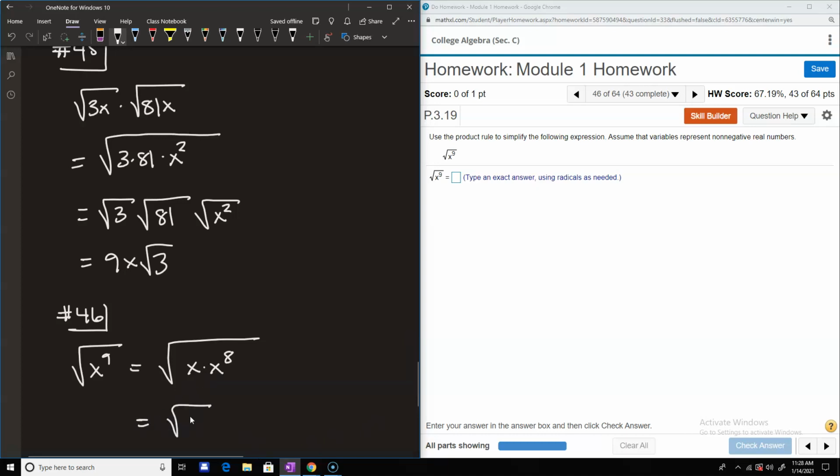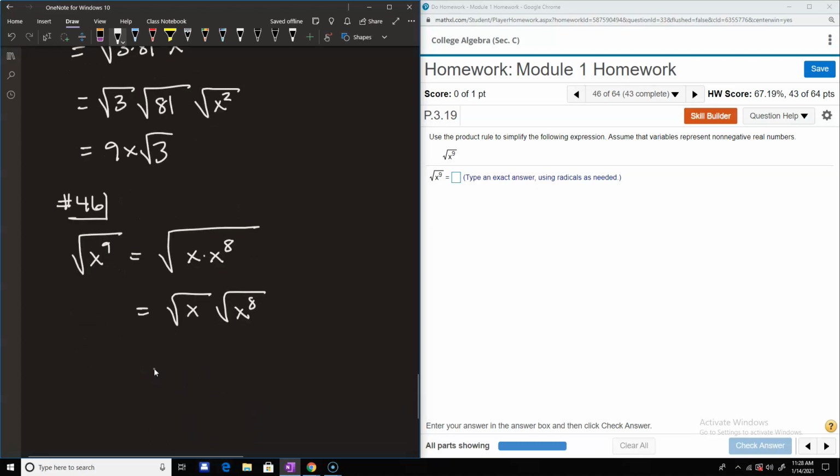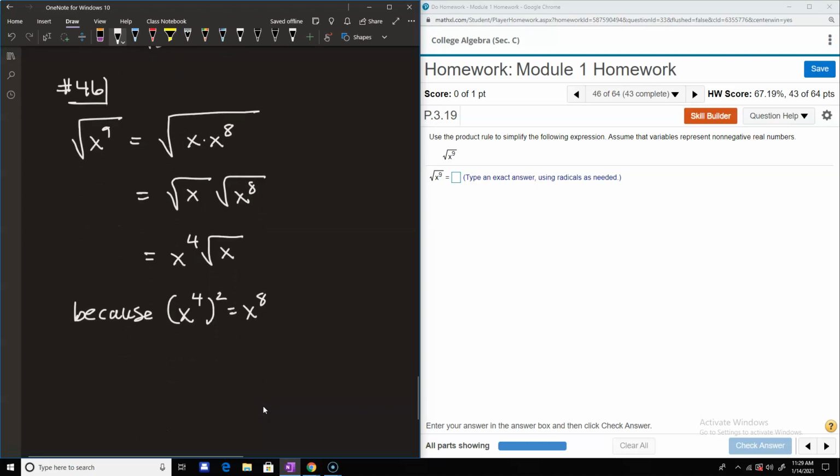And then I can split it up as the square root of x times the square root of x to the 8th. And I know the square root of x to the 8th is actually just going to be x to the 4th. So I'm going to end up with x to the 4th times the square root of x. And that's because, remember, x to the 4th, if you squared it, you would get x to the 8th. Right? You would multiply the exponents in that instance, and that's essentially what's doing. So if you have the square root of some factor, maybe we can even write this as a proposition.